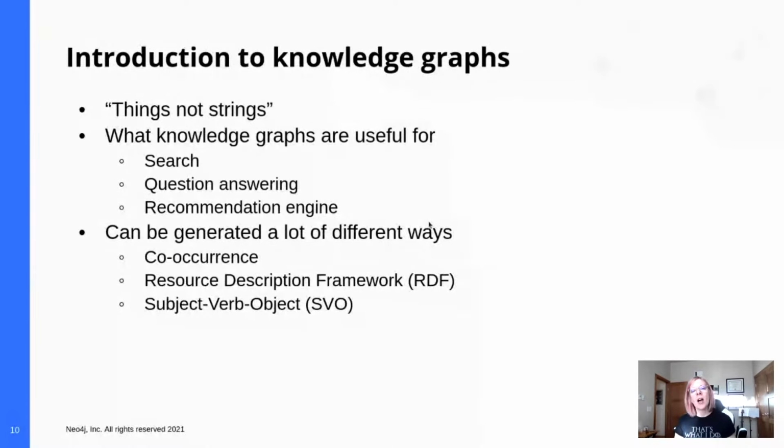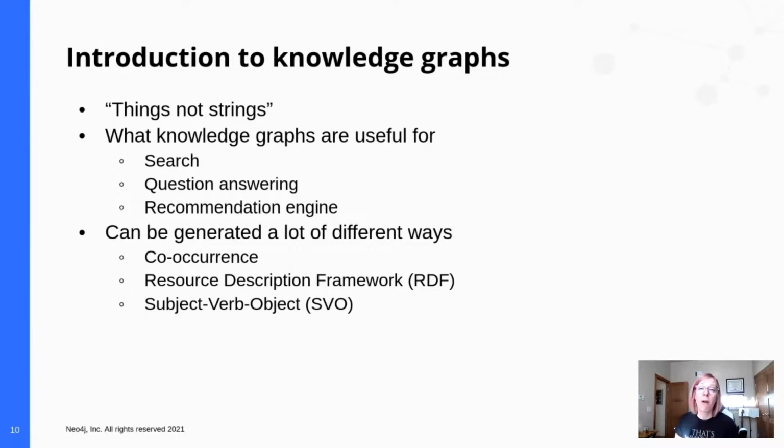All right, when we talk about knowledge graphs, Google famously gave this quote: "Things, not strings." So we are looking at the relationship between things when we're talking about a knowledge graph. We know that they're useful for search.